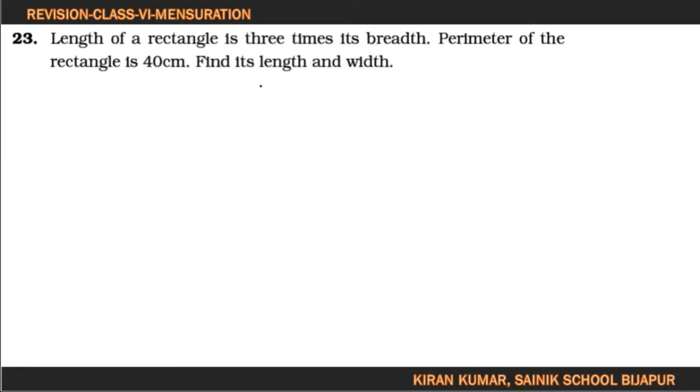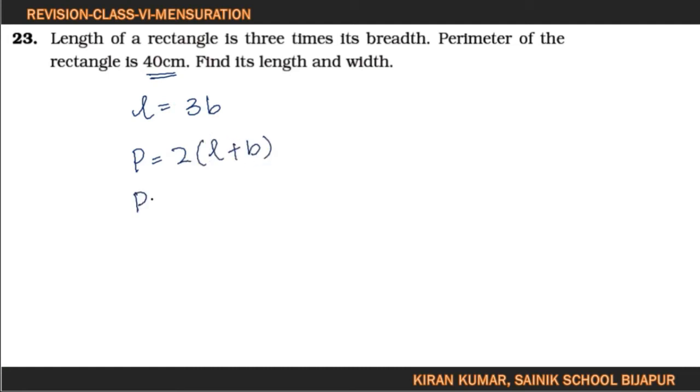The perimeter of the rectangle is 40 centimeters. Find the length and width. Here they have given that the length is 3 times the breadth. We all know that the perimeter of a rectangle is given by 2 times (length plus breadth).